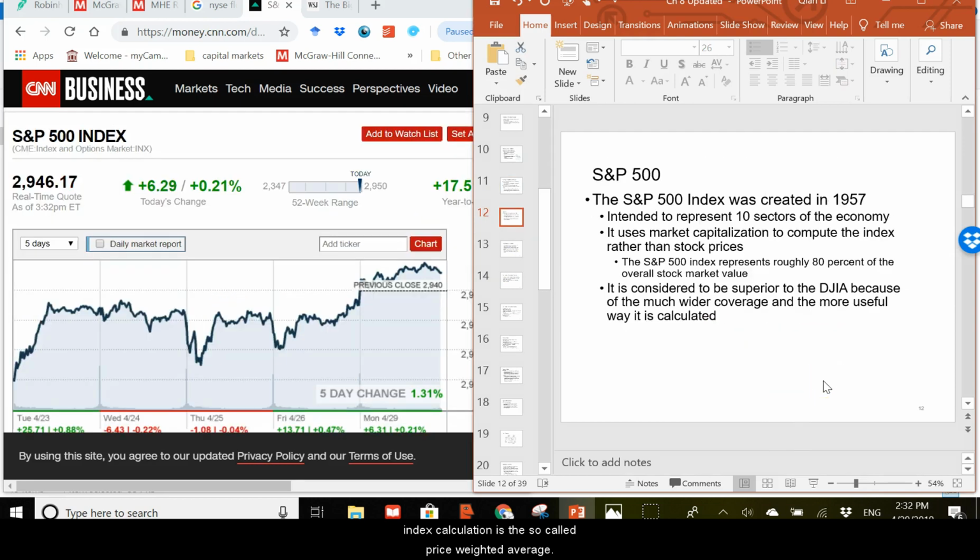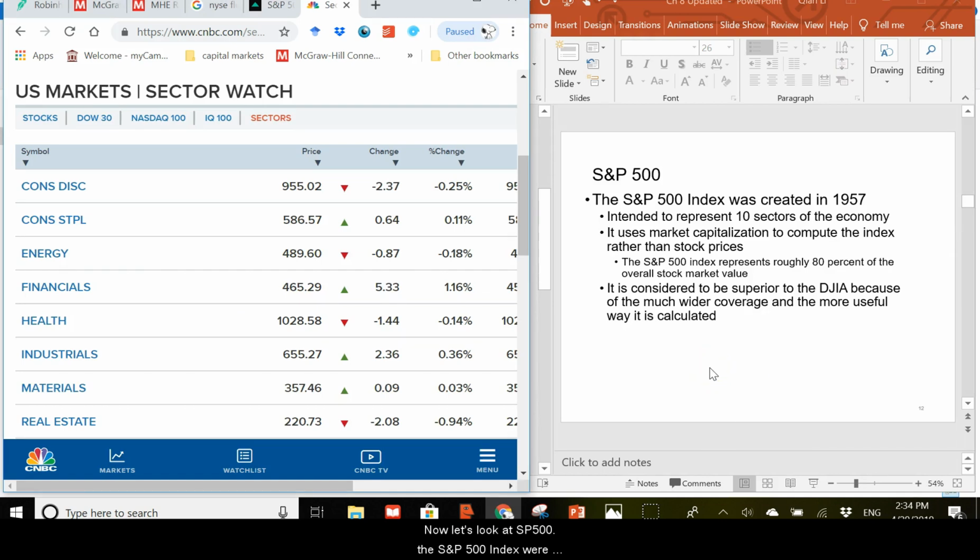Now let's look at the S&P 500. The S&P 500 index was created in 1957. People realized when you look at the Dow, 30 companies, that's just not enough to represent the whole stock market. So they tried to come up with a more comprehensive index to represent all 10 sectors of the economy. Actually, today, it's not just 10 sectors. We're talking about 11 sectors.